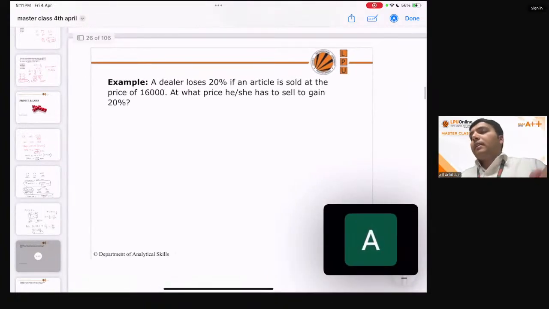So I hope the concept is clear to you all. So try to solve example number 1. Take 20 seconds. Use the concept of percentage.